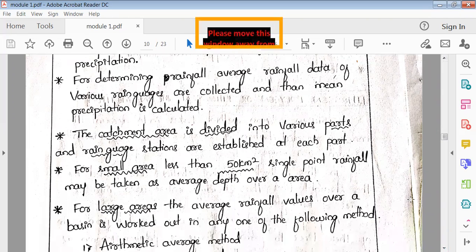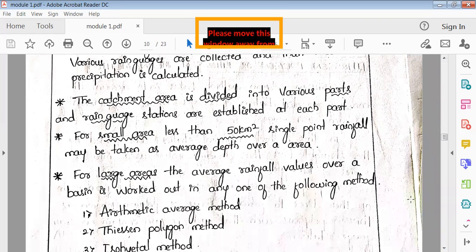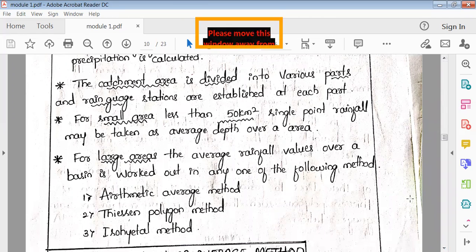The catchment area is divided into various parts and the rain gauge stations are established at every part. For a small area, for example less than 50 square kilometers, single point rainfall may be taken as an average depth over the area. So if it is falling at one single point only, that single point rainfall can be taken as the average depth. But if the area is larger, we have to categorize it into different methods, and whatever average rainfall falls over that particular basin has to be worked out.